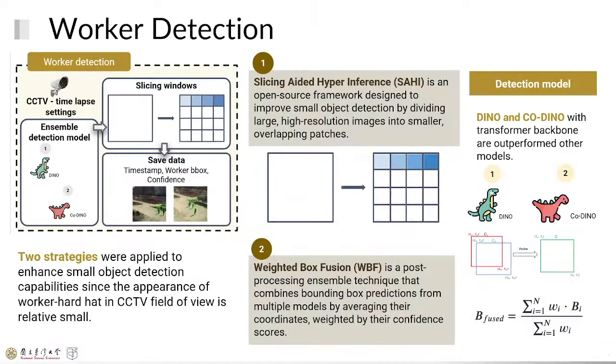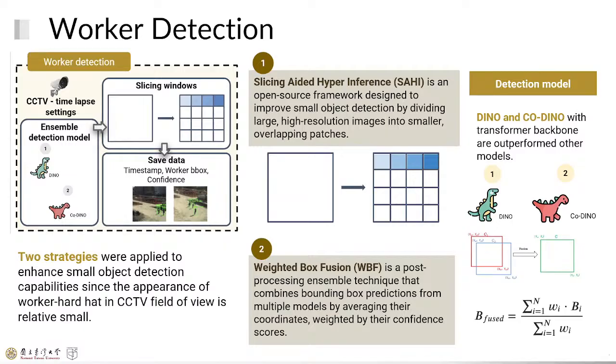So let's look into the worker detection. Because a worker appearing in the CCTV is smaller than 32 by 32 pixels, we adopt two different strategies to handle this. First, we apply Slicing Aided Hyper Inference to cut the image into different small parts, and then run the detection model.